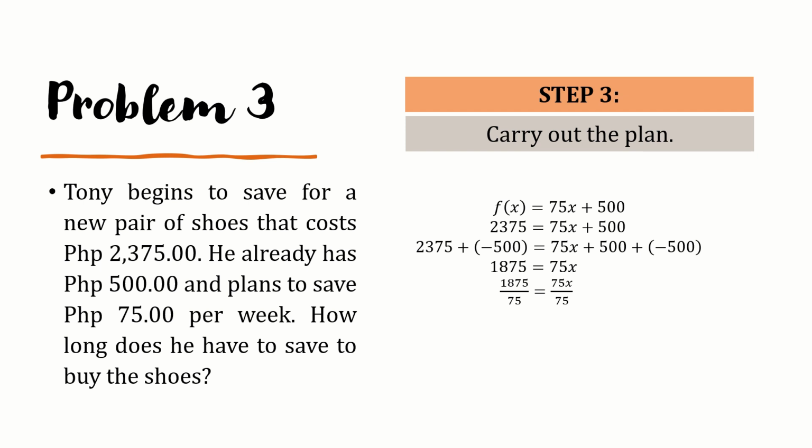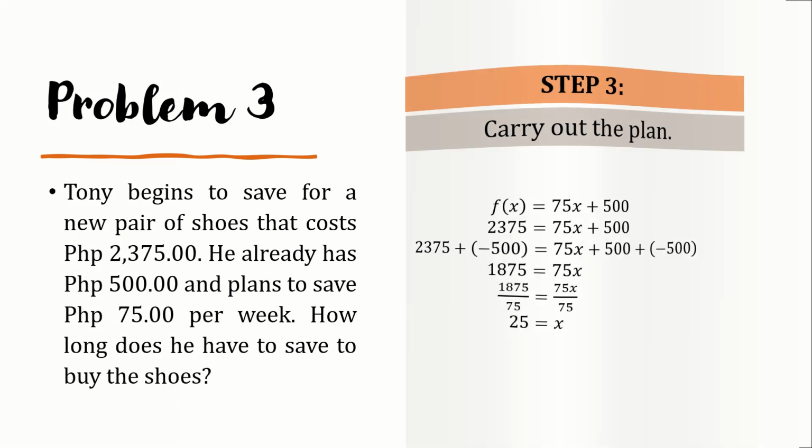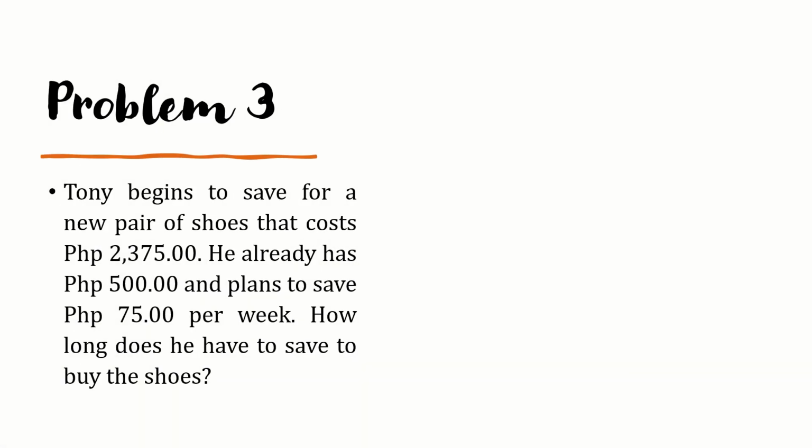Now, 1,875 divided by 75 is equal to 25. And 75x divided by 75 is x. Therefore, we have 25 equals x, or x is equal to 25. And for our last step, look back.